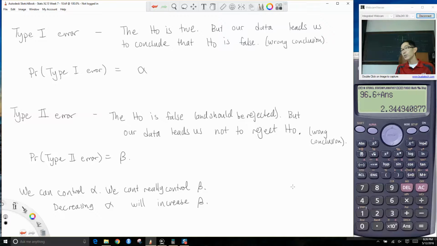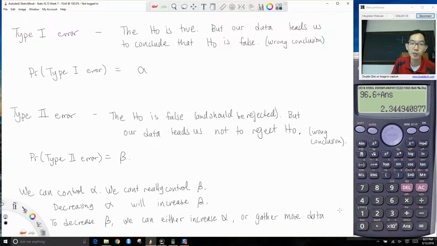If we want to decrease beta, one way to do it is to increase alpha. Or if we don't want to increase alpha, but we still want to decrease beta, then we have to gather more data. So decreasing alpha will increase beta. To decrease beta, we can either increase alpha, which increases type 1 error, or gather more data. Those are our options. Does this make sense? Type 1 error and type 2 error.